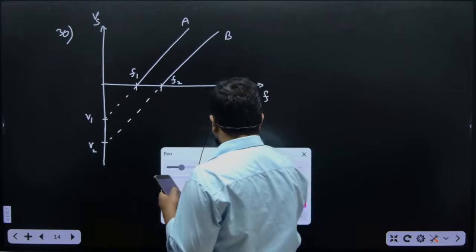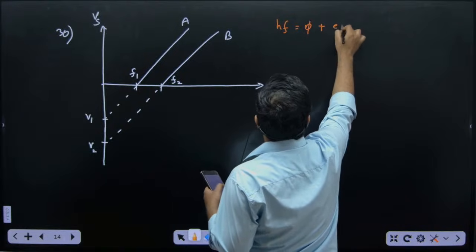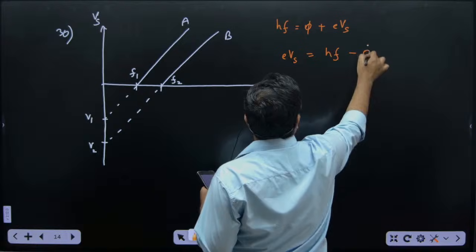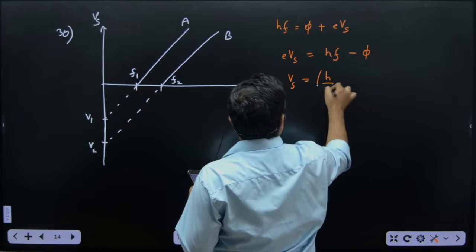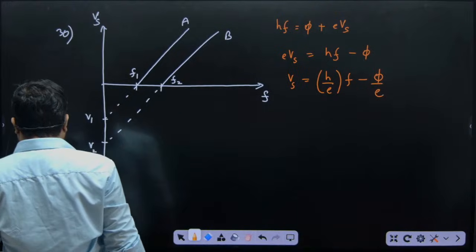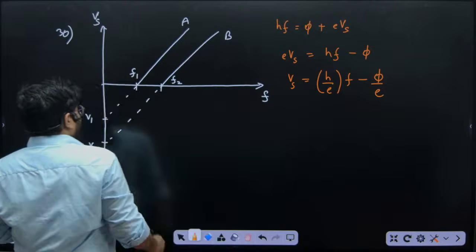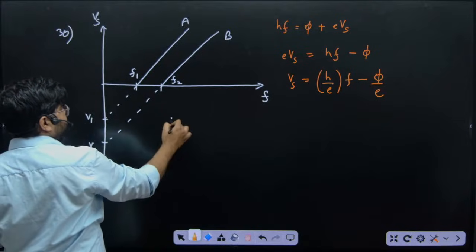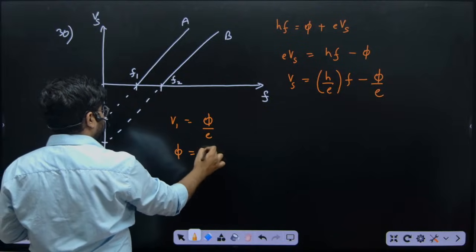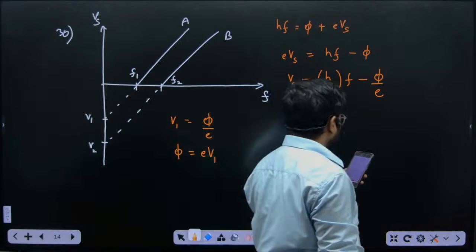The relation here is hf equals phi plus eVs. So eVs can be written as hf minus phi. So Vs can be written as h by e into f minus phi by e. From the graph, the work functions of A and B are asked. So we have to use the y-intercept. V1 is, let's say, phi by e. So the work function is eV1, and similarly the other one we can also do, right?